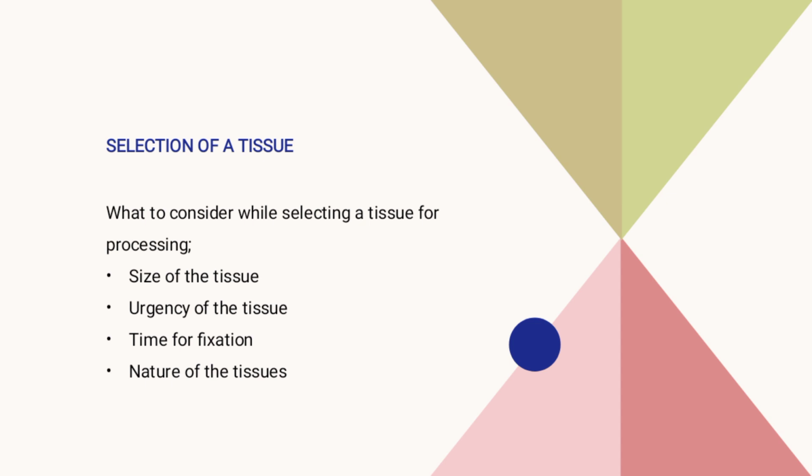So to select a tissue, one must consider the following: the size of the tissue, the age of the tissue, time for fixation, and nature of the tissue.